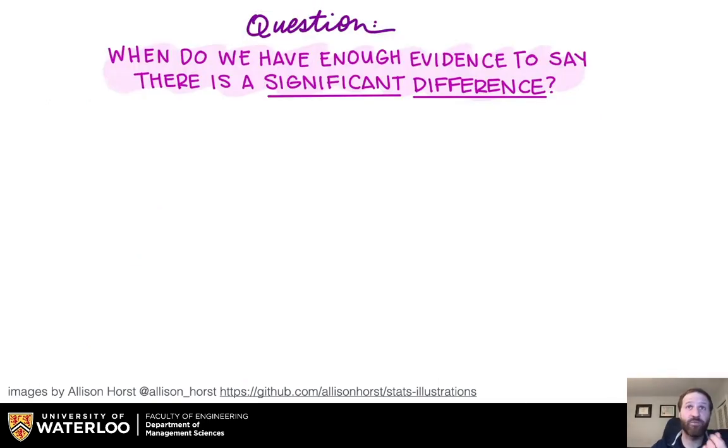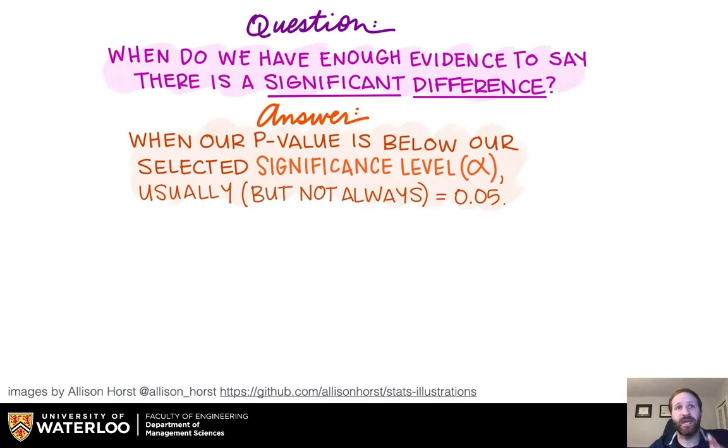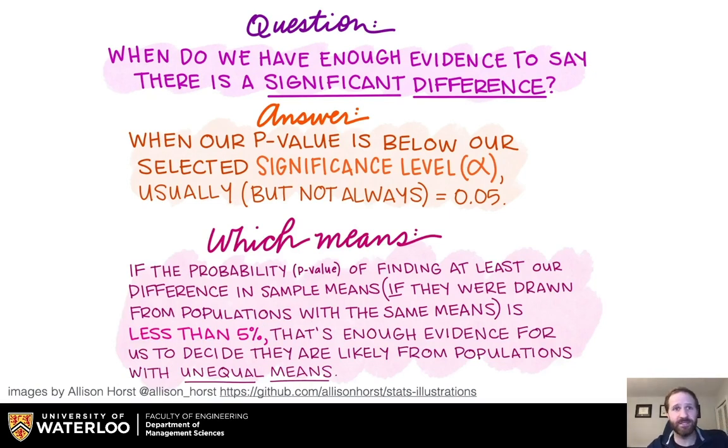So one question you might ask is, when do you have enough evidence to say there is a significant difference? And the answer is when our p-value is below our selected significance level, alpha, usually, but not always, 0.05, which, like I said, is a bit arbitrary. Which means if the probability, or p-value, of finding at least our difference in sample means, if they're drawn from the same mean, that's our assumption, is less than 5%, then it's enough evidence for us to decide that they're probably from populations with unequal means.